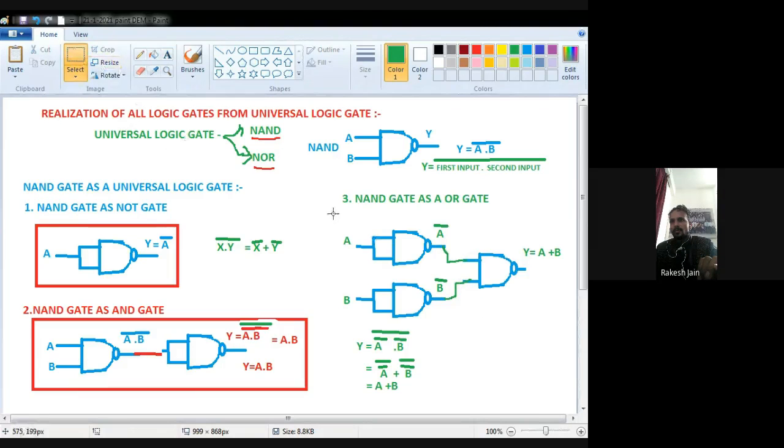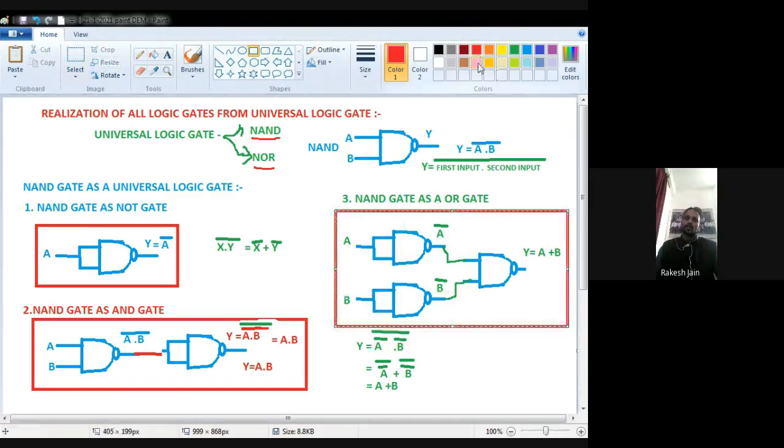Okay, so now this will be the representation of NAND gate as a OR gate. So in an objective question in a competition exam, it is frequently asked how many NAND gates are required to realize a OR gate. Then your answer should be 3 NAND gates. How many NAND gates are required to realize a AND gate? Then 2 NAND gates are required. How many NAND gates are required to realize a NOT gate? Then 1 gate is required. Okay, so these are the 3 conversions.